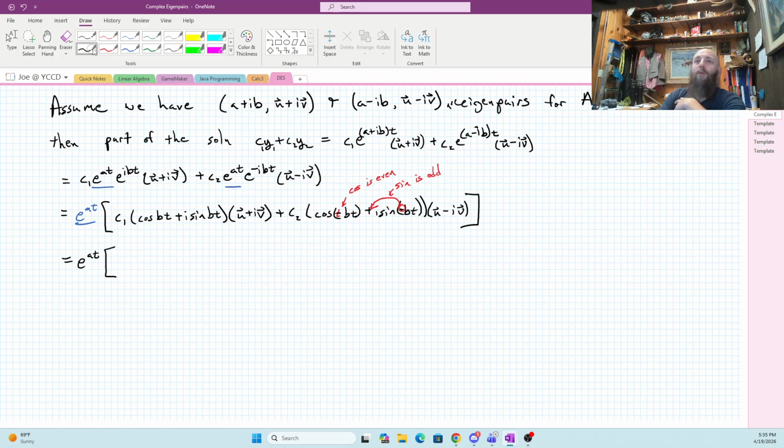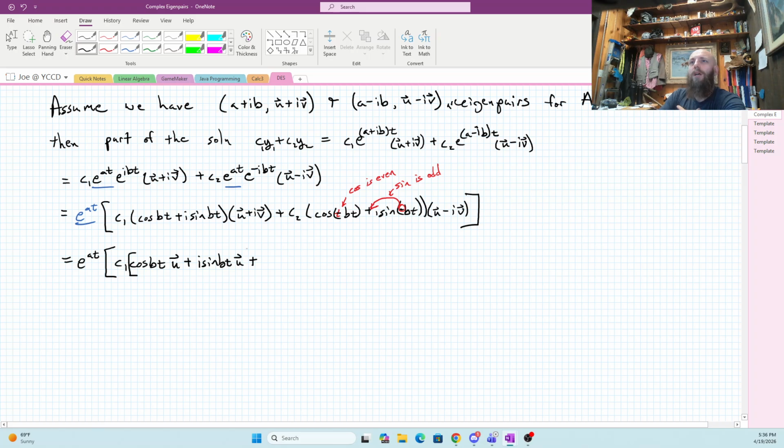Okay, now we can get to multiplying. So we're going to get a C1, we'll get a cosine bt, and then that's going to be times u. So I'm going to throw another set of brackets in here for a C1, because that's going to be multiplied by everything here. So I got cosine bt times u. Then I got a plus i sine bt, also times u.